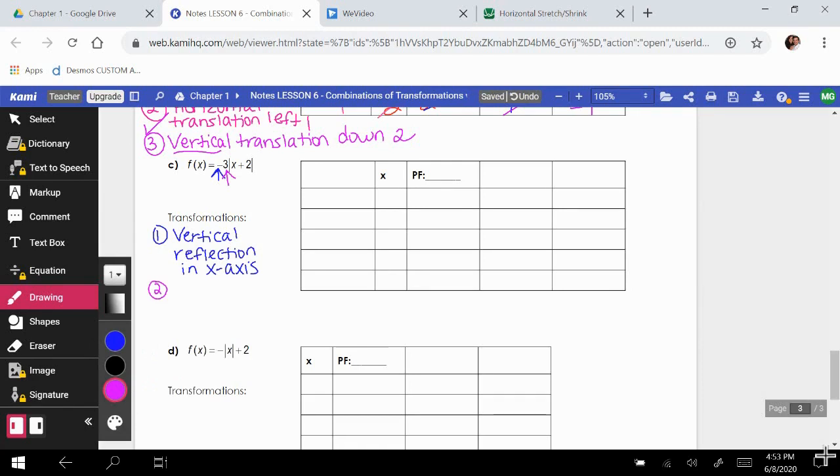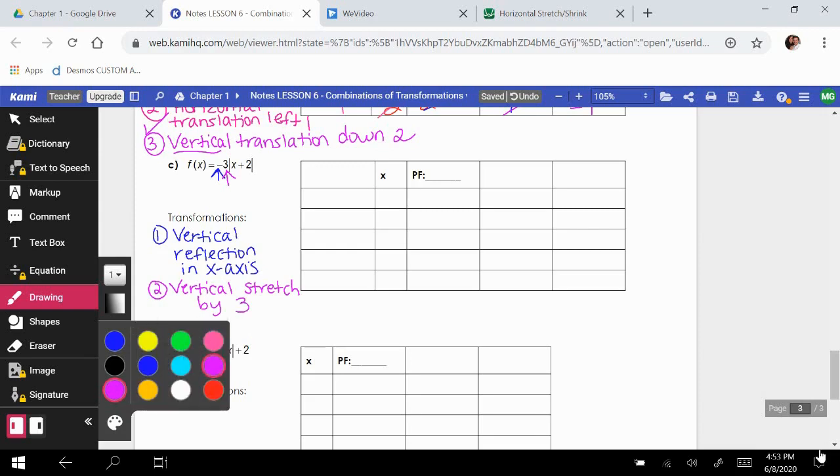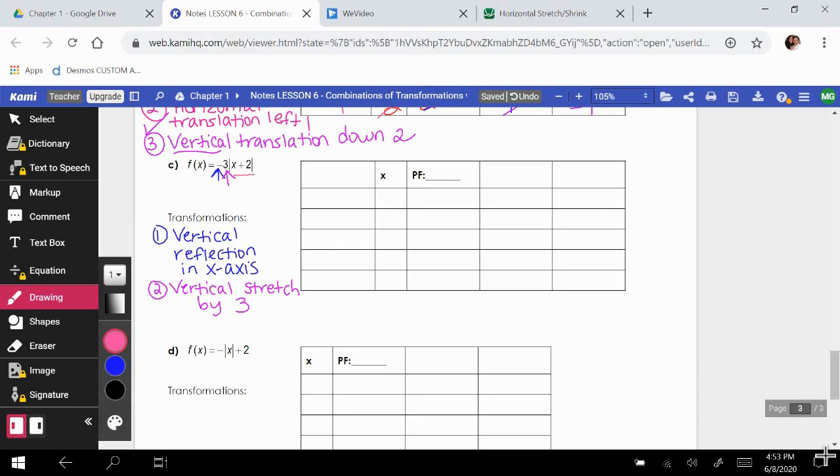3 is a number bigger than 1. You're thinking about it as a separate transformation from the negative. Okay, so is it going to be a stretch or a shrink? Because 3 is bigger than 1, it's going to be a vertical stretch by 3. You have to put the scale factor. Okay, and then number 3, we see x plus 2, which is inside the absolute value. So that is going to be our horizontal translation. Is it left or right? Left? Left 2.